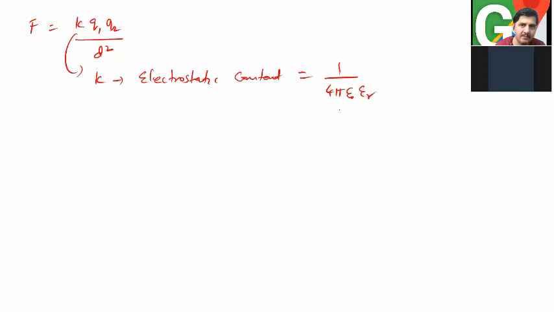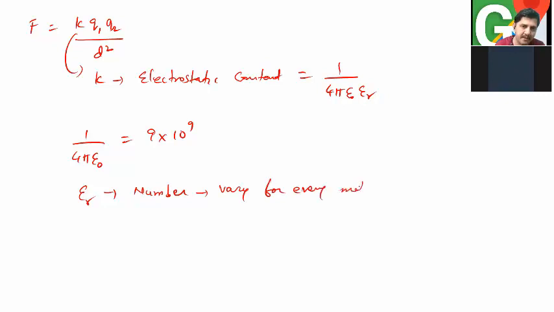The electrostatic constant has a value equal to 1 by 4 pi epsilon naught into epsilon r. The value of 1 by 4 pi epsilon naught is equal to 9 into 10 to the power of 9, while the value of epsilon r is just a number, and this number will vary for every material. For example, the value of epsilon r for water is equal to 80.